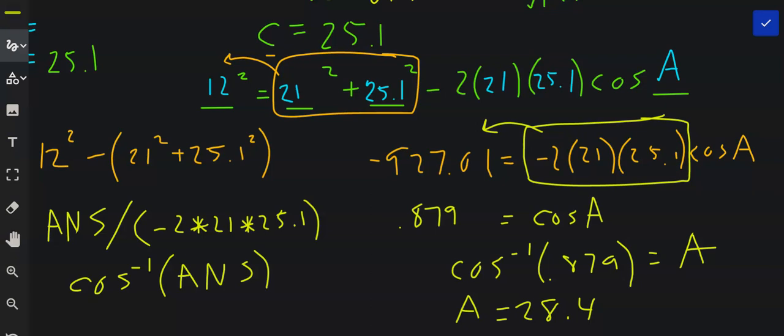Did I lose anybody on the 3 steps I did? Subtract, divide, and invert cosine. How do you decide the reason? Okay, that's a good question.